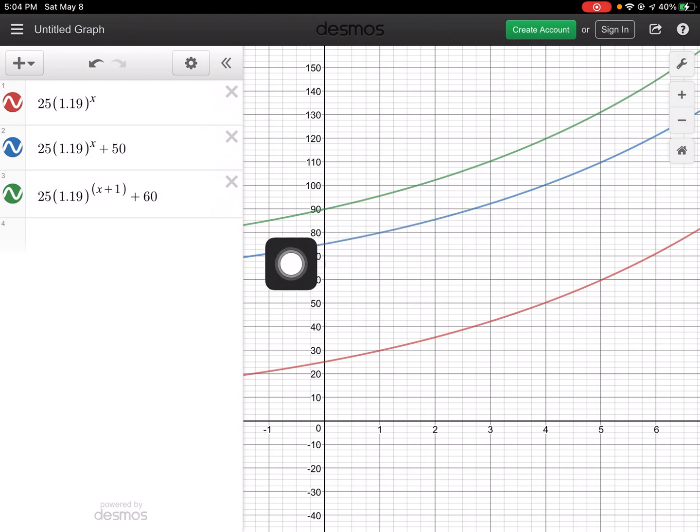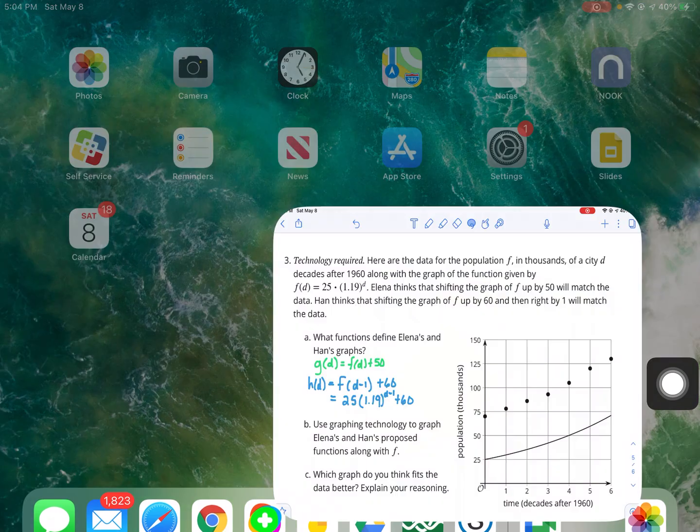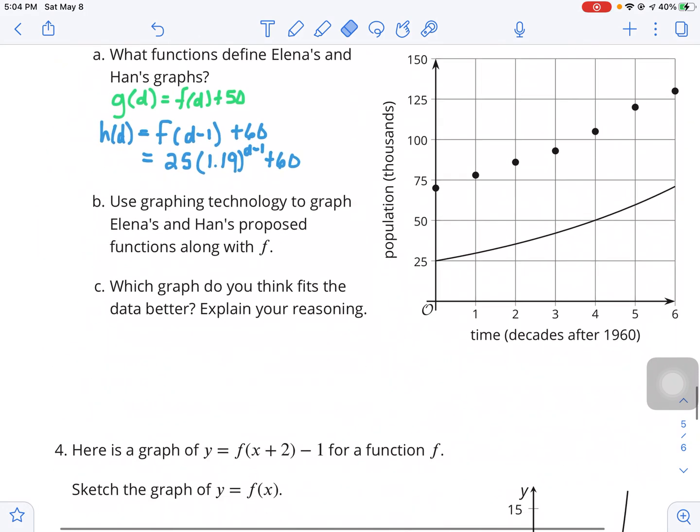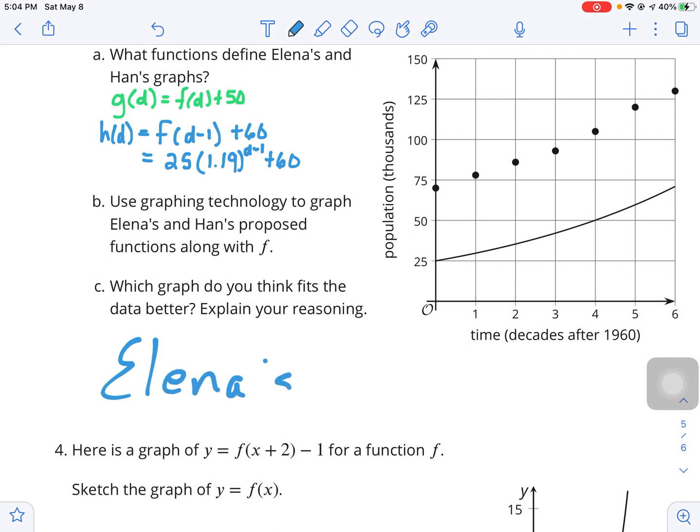I would say this blue one with just shifting it up 50 would be a closer match than moving it and shifting it up 60. So let's go with that. We'll go with, let's see, who is that? I think Elena is closer to the data, which are these dots here.